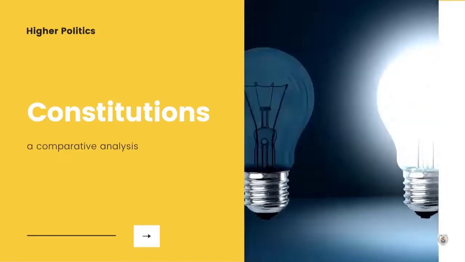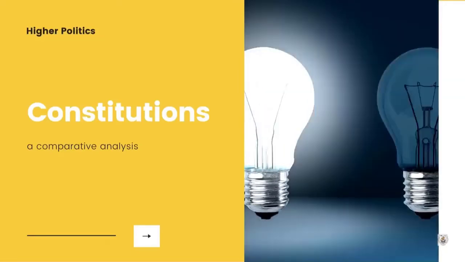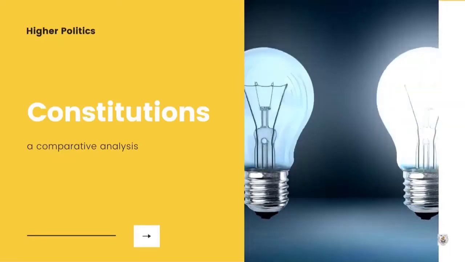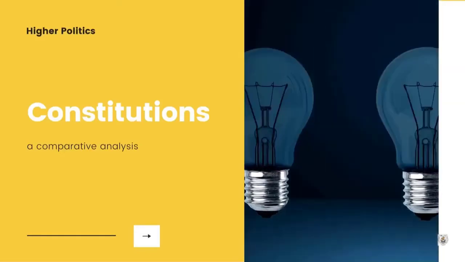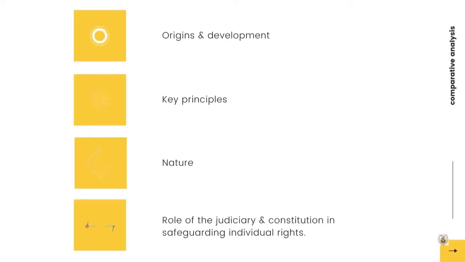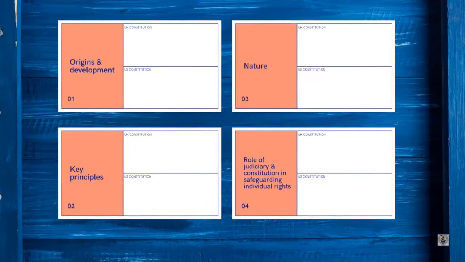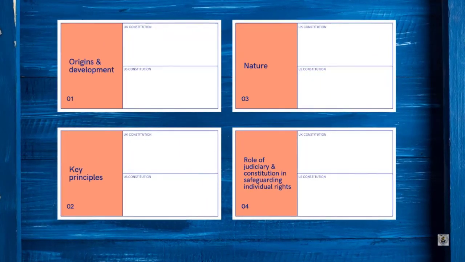This video lesson will guide you through a comparative analysis of the UK and US constitutions. I'm going to be referencing pages 47 to 54 from Chapter 2 of US Government and Politics, which you have access to as a PDF. We will divide our comparative analysis into the origins and development of the constitutions, the key principles, the nature, and the role of the judiciary and constitution in safeguarding individual rights. So we will have 4 themes of comparison.